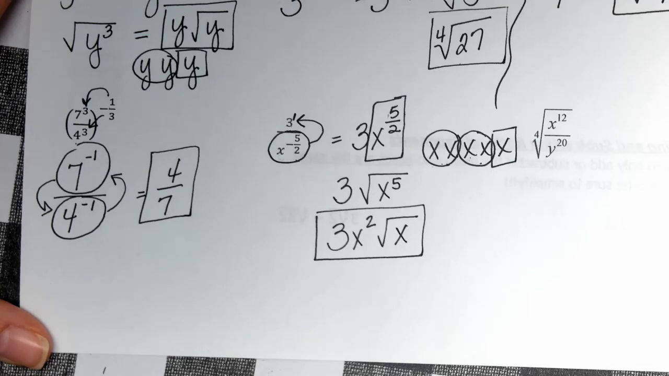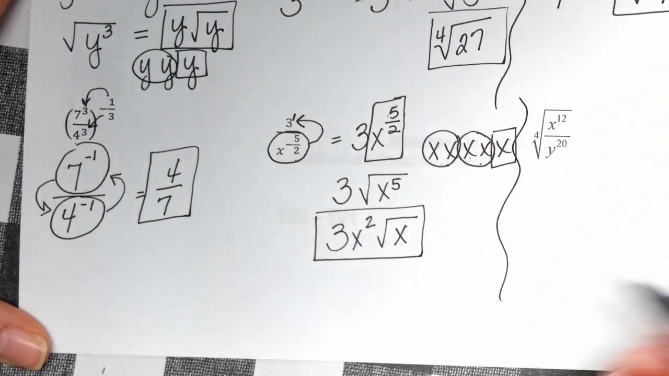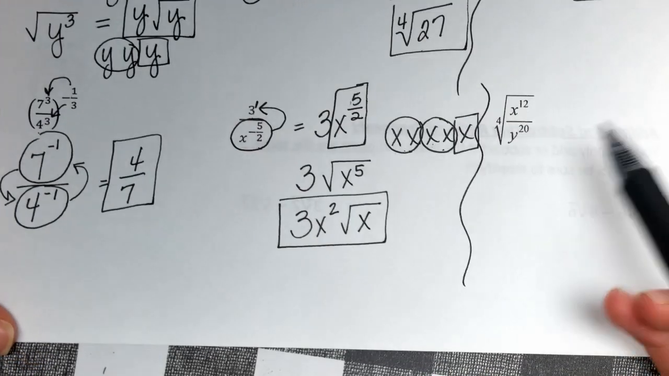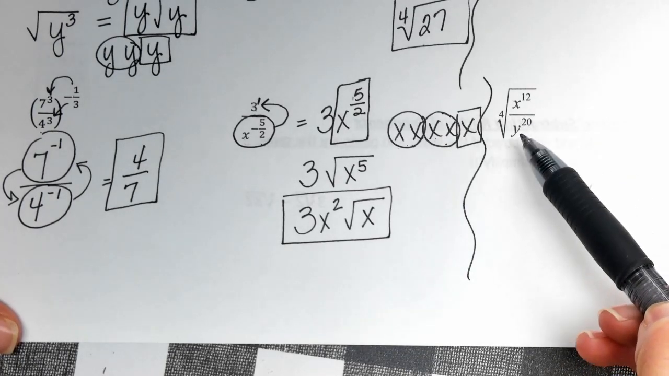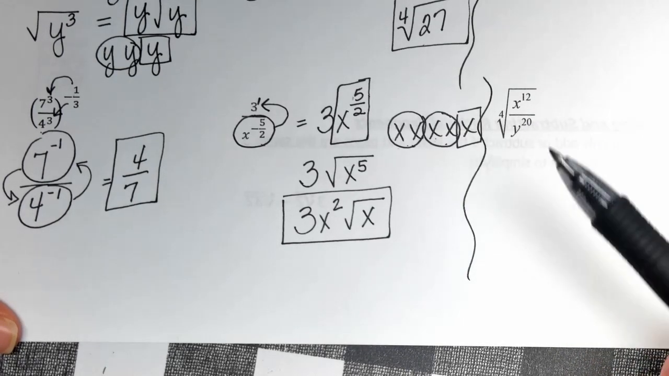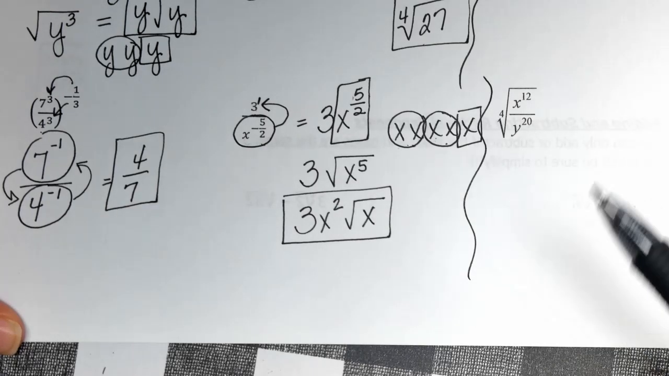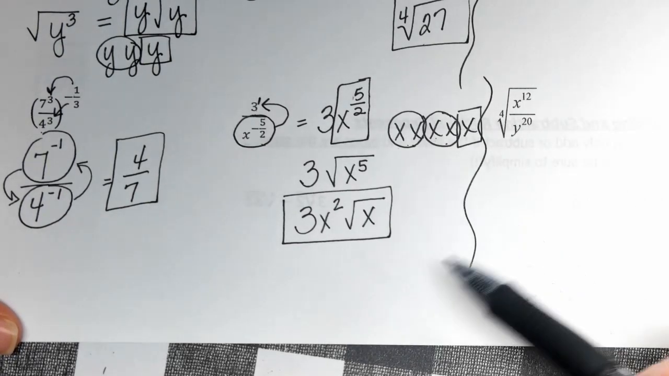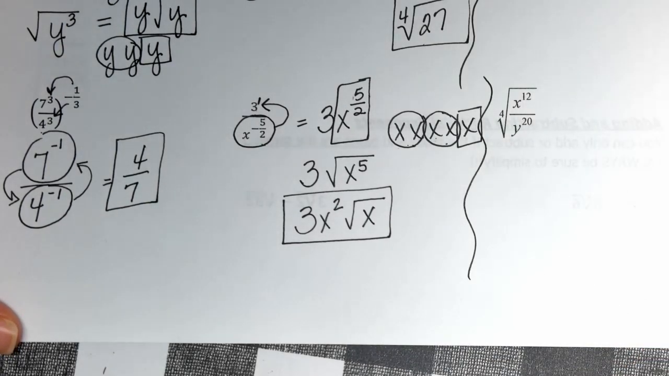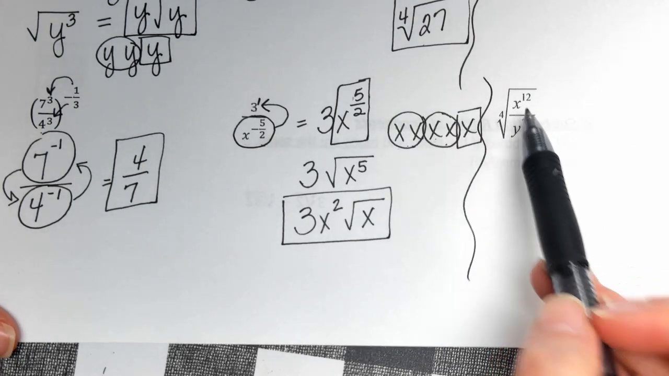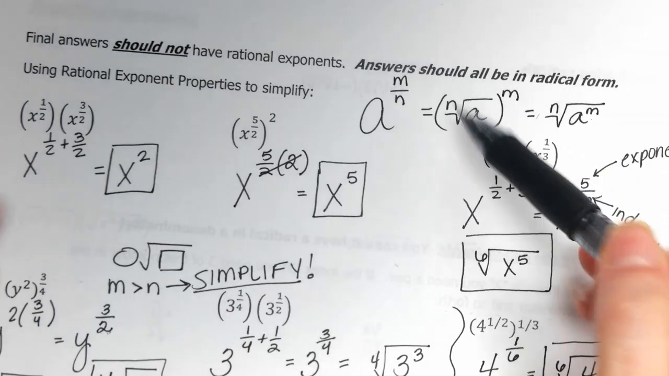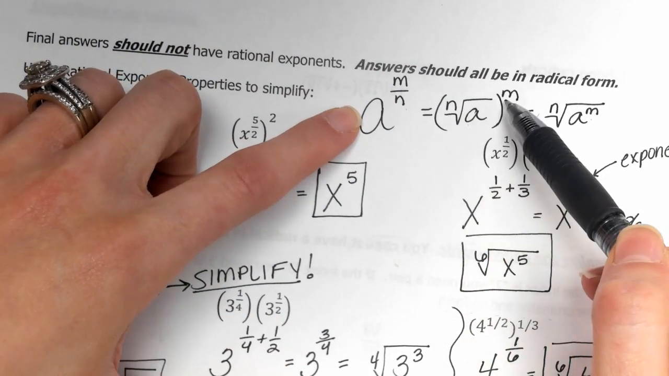Do y'all remember that in simplifying your radicals? Okay. Alright, so now I have the 4th root of x to the 12th over y to the 20th. If I don't have any outside parentheses, if all I give you is a radical, your goal is just to simplify. Okay? Now, remember that my rule tells me if I have a to the m over n, that's the nth root of a to the m.